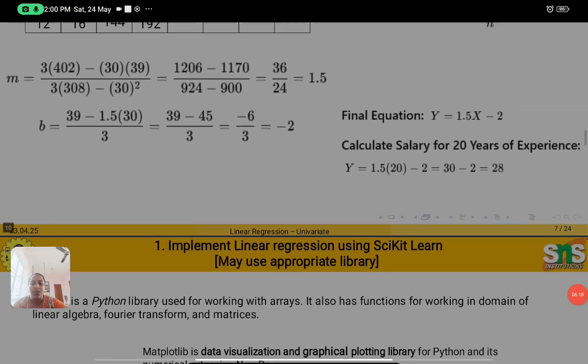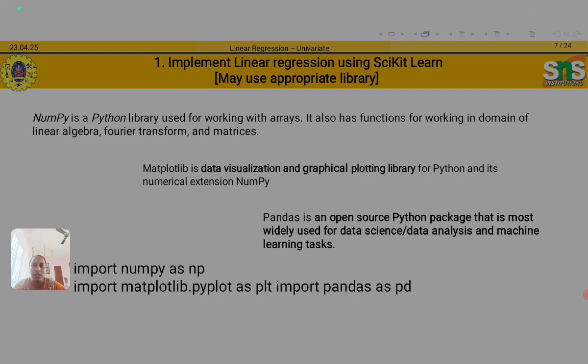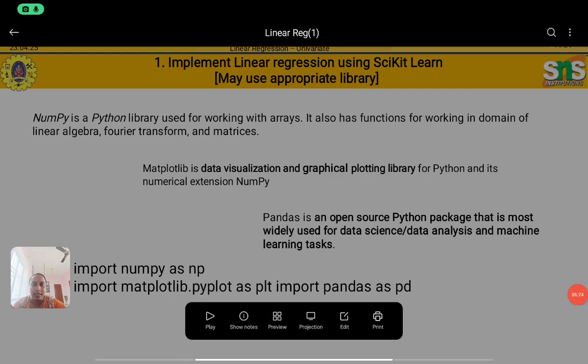So in the next class we are going to see how to implement linear regression using scikit-learn. Thank you.